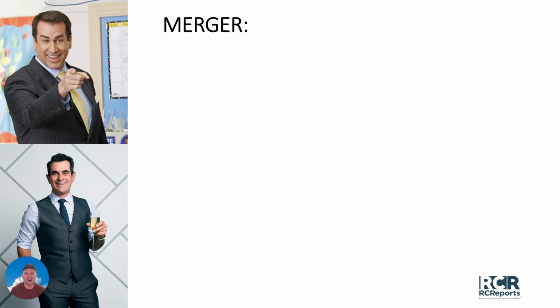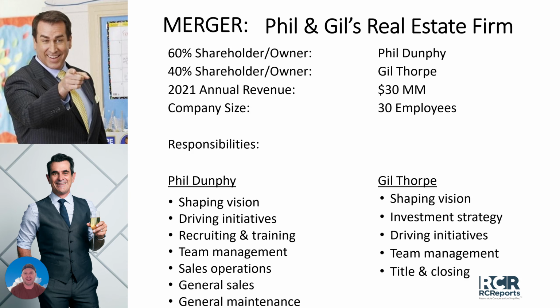Next, as you saw, Phil had a great year and there was a merger. Phil Dunphy has merged his real estate agency with Gil Thorpe, and they had a fantastic year after their merger. You'll see the merger. Phil has 60% of the company. Gil has 40%. You'll see their revenue and their employees all doubled. And below, you'll also see the different roles that both Phil and Gil have within the company.